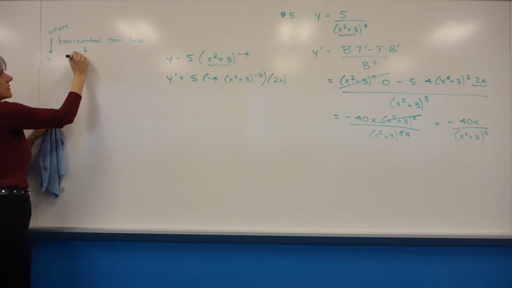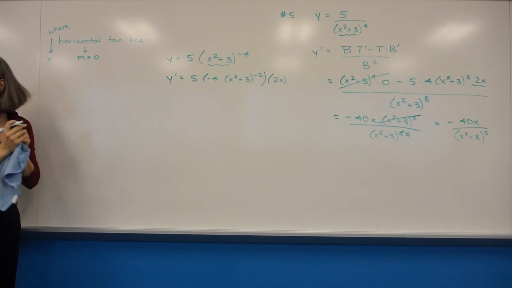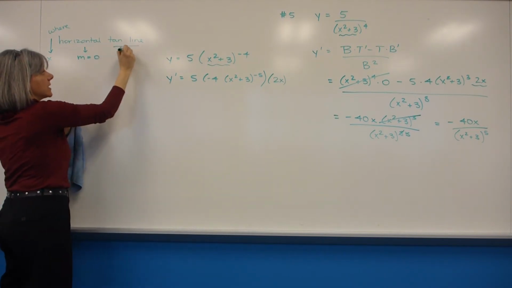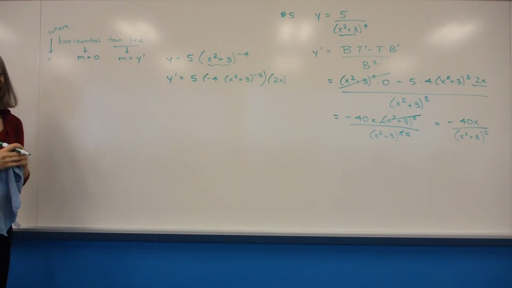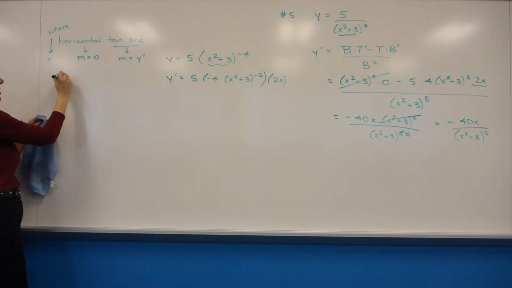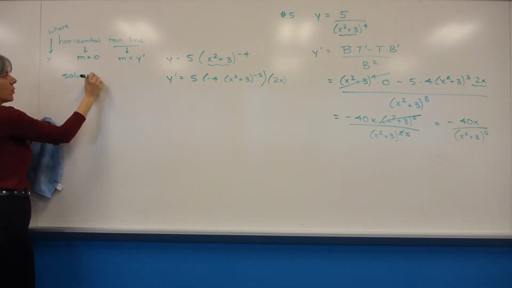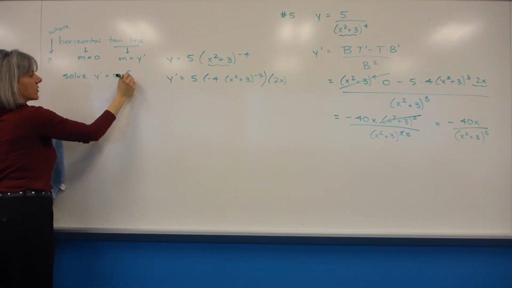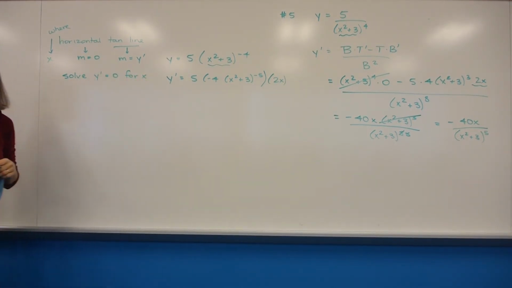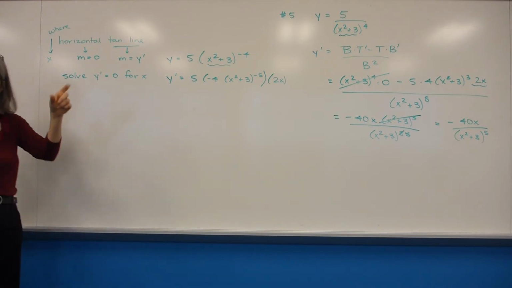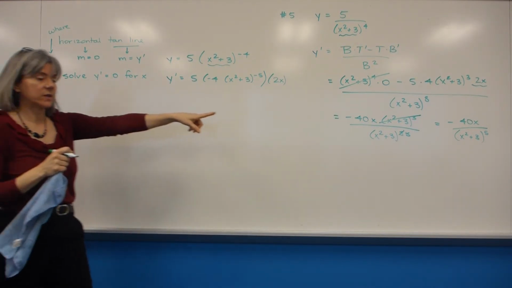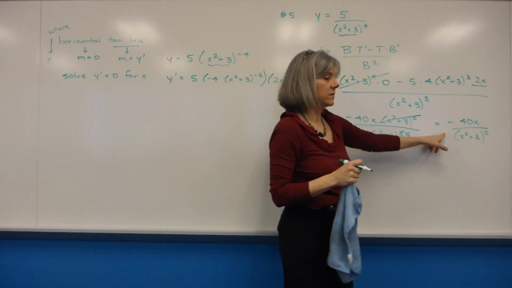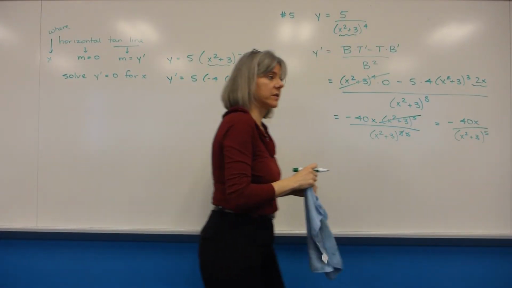Horizontal means what? 0. Importantly, slope is 0. Tangent line tells you slope is derivative. So putting all this together, it says solve y prime equals 0 for x. That's what that means. So you can pull apart those pieces. So here's my derivative. I've already done that. So I need to set this equal to 0.